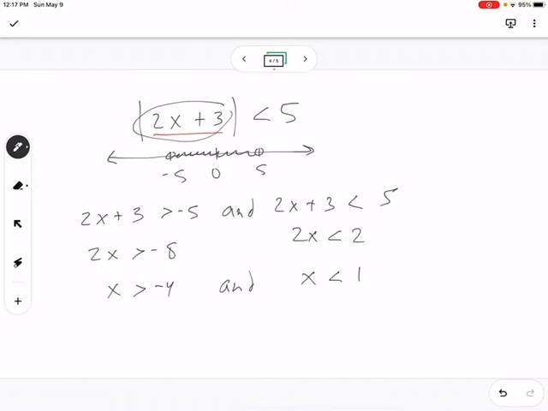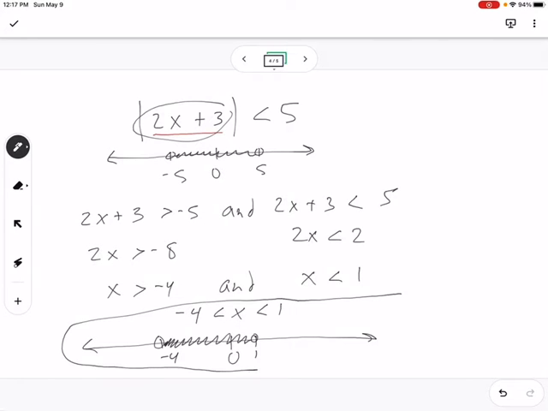If you prefer, you can always write this as a conjunction. And so when we graph this, what we're saying is there's 1, there's negative 4. The numbers that solve the original inequality are all of these numbers. So there's our answer as an inequality and as a graph.